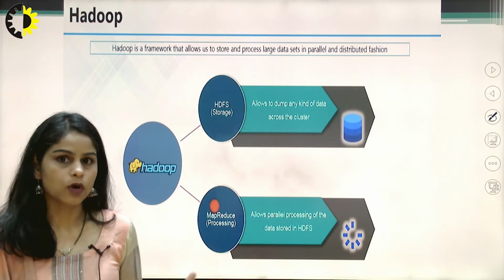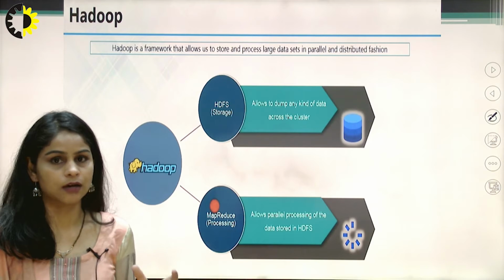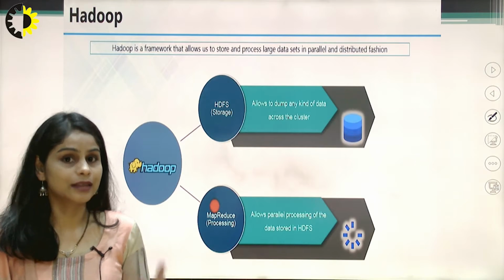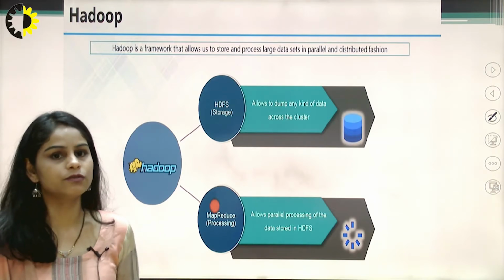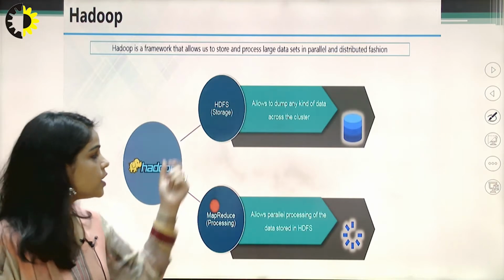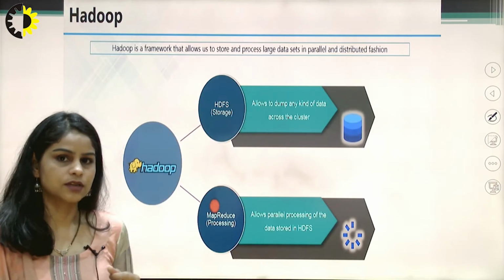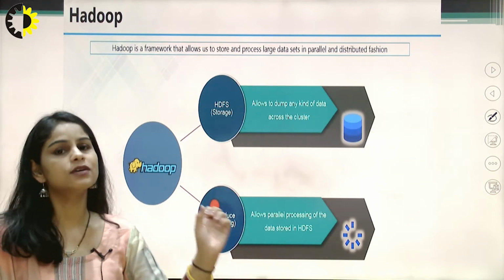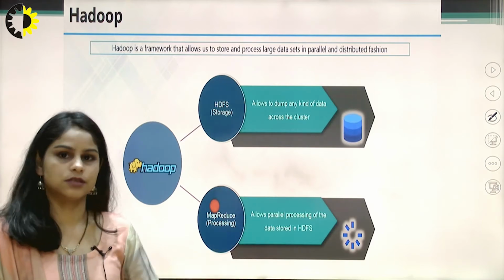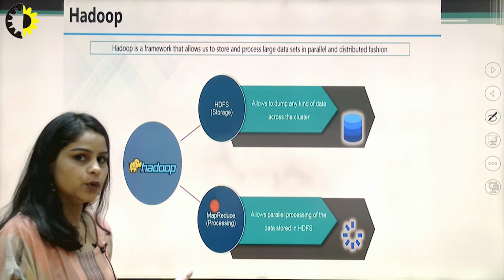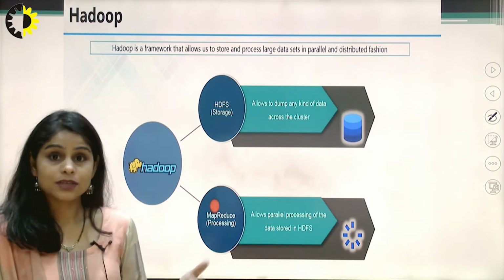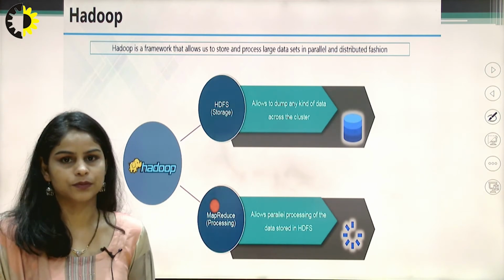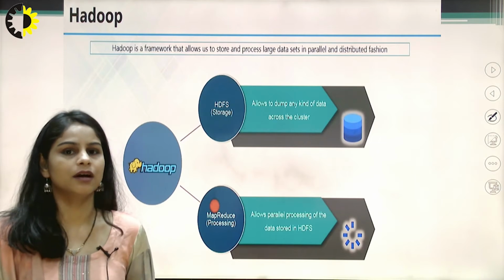Now, the problem was storage of unstructured data and the processing of that large data set. And these two problems were solved by Hadoop. The storage unit of Hadoop, HDFS, allows the user to dump any type of data, whether it is structured, unstructured or semi-structured, over its cluster. And MapReduce allows the user to process that stored data in a parallel manner. So, in this way, the problems of big data are solved.